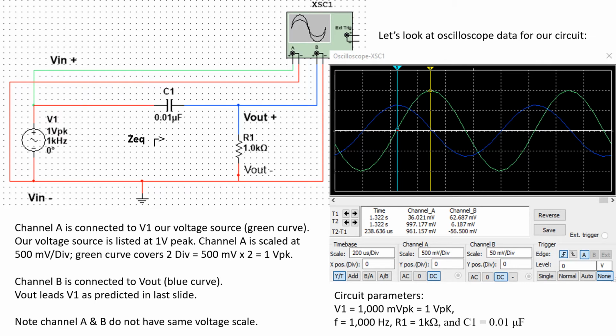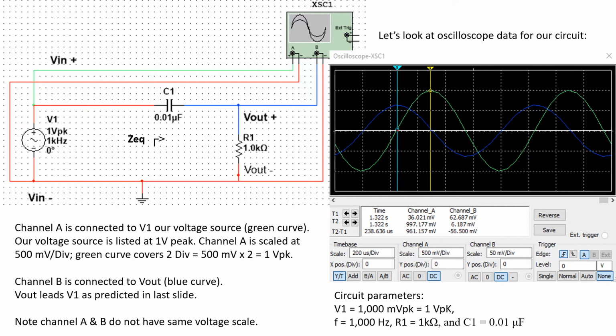Now note our blue curve has a different voltage scale. That is 50 millivolts per division. Channel B tells us the peak voltage is approximately 60 millivolts for the circuit parameters we've chosen, and the graph shows a peak value that is slightly more than 1 division, which represents 50 millivolts. We'll come back to more exacting calculations for the magnitude in the next slide.